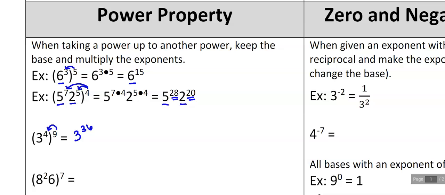Now on this one, it's a little tricky. I want you to look at this 6. There is an exponent on it, although it's imaginary. I can't see it. So remember, there's an imaginary 1 on this 6. So even if I don't see it, it is there. So we're still going to multiply our exponent to every inside exponent here. First base was 8, so we're going to keep the 8. Then 7 times the 8's exponent of 2 will give me 14. Then we have a base of 6. 7 times the 6's exponent of 1 will give me 7. So there are my final answers.